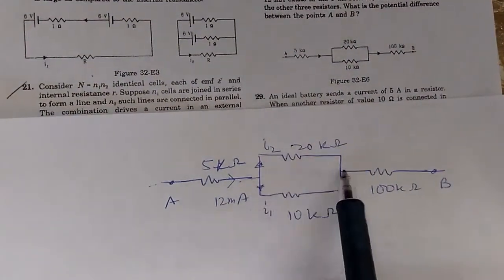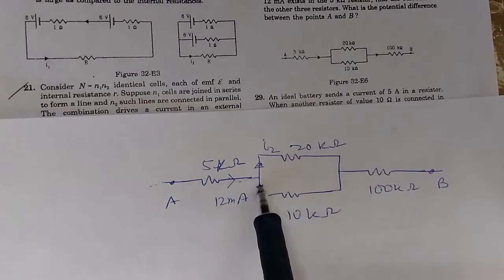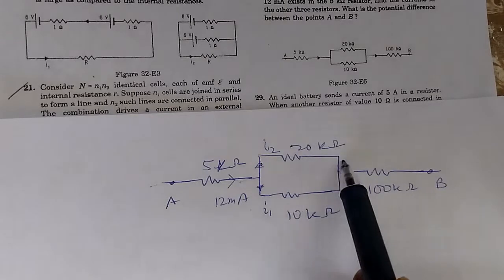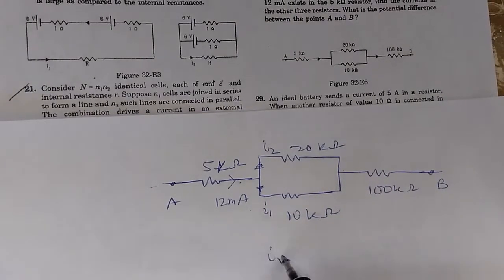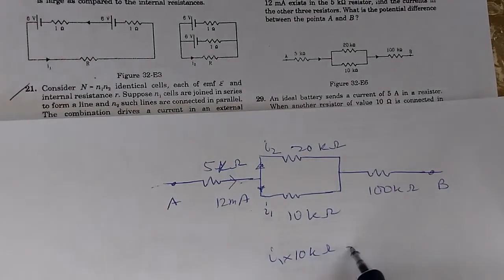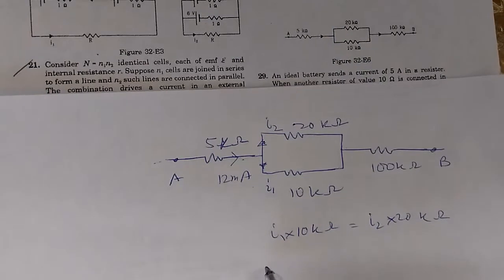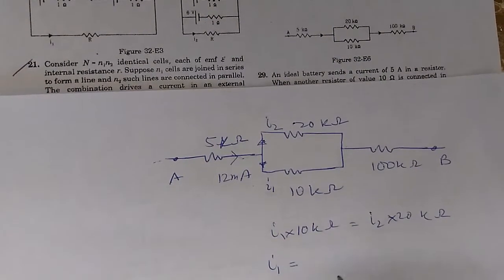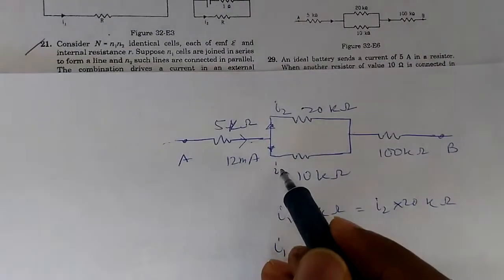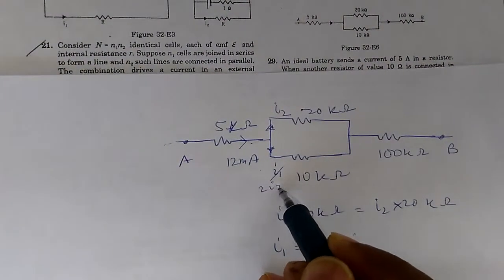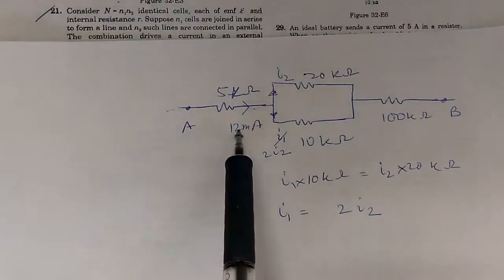We know that the voltage at this point remains constant whether you go through this branch or through this branch. By going through this branch, the IR drop is I1 into 10 kilo ohm, equal to I2 into 20 kilo ohm. That means I1 is equal to 2I2. So instead of I1, I am writing 2I2 here. And I2 plus 2I2 is 12 milliampere.